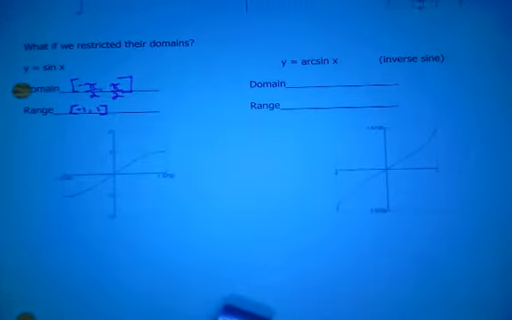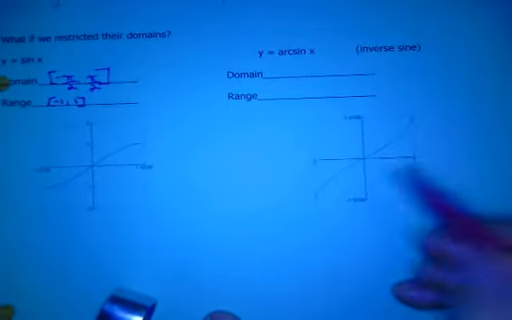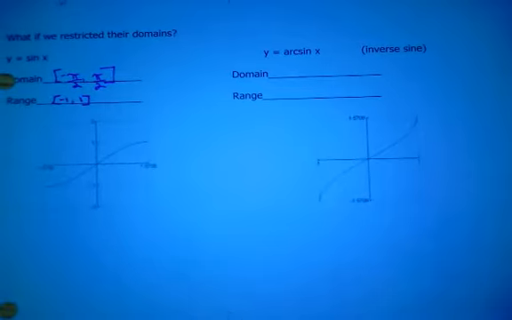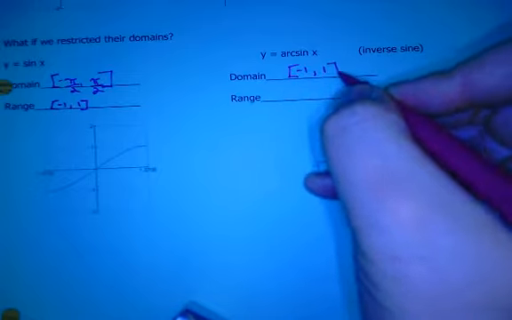Okay, now I'm making this into the inverse. So this is sine restricted. Now this is the inverse of sine. So now let's look at it. What's its domain? Negative 1 to 1. Range.